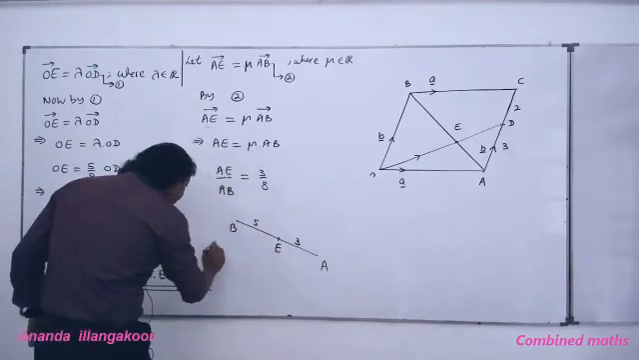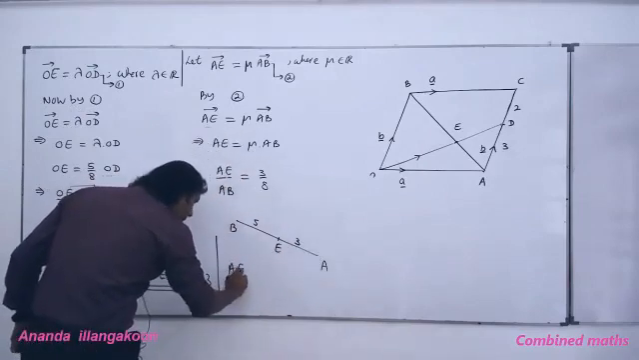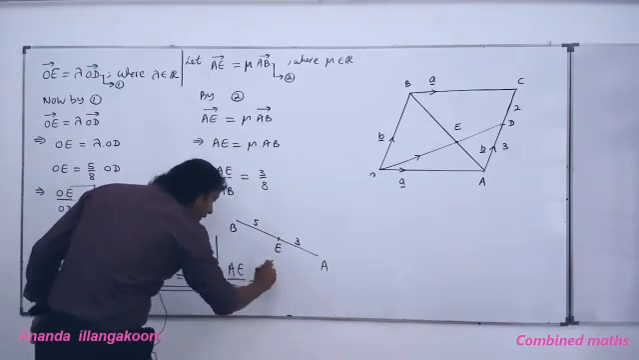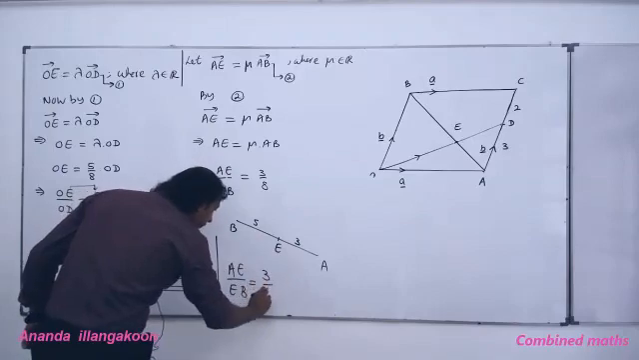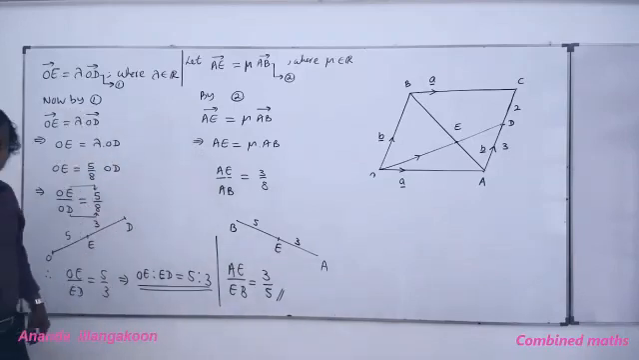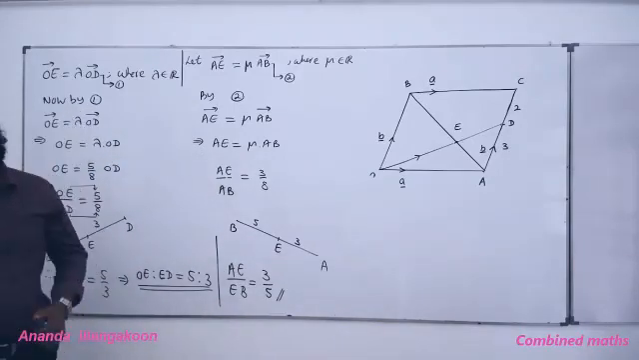Therefore, this implies the AE to EB ratio. AE is 3, EB is 5. So this is how we get that ratio. That's the end of the special paper.